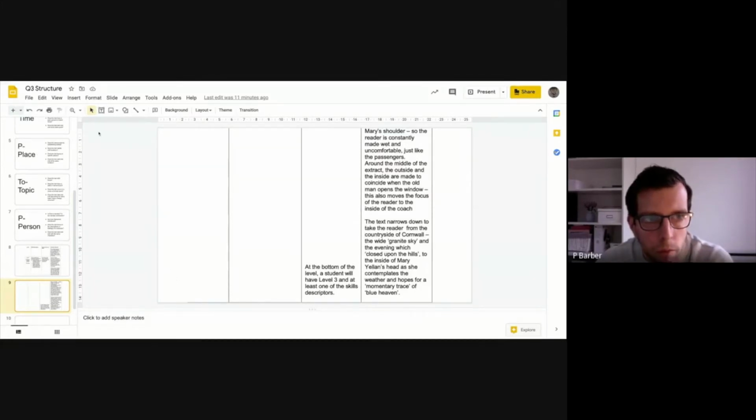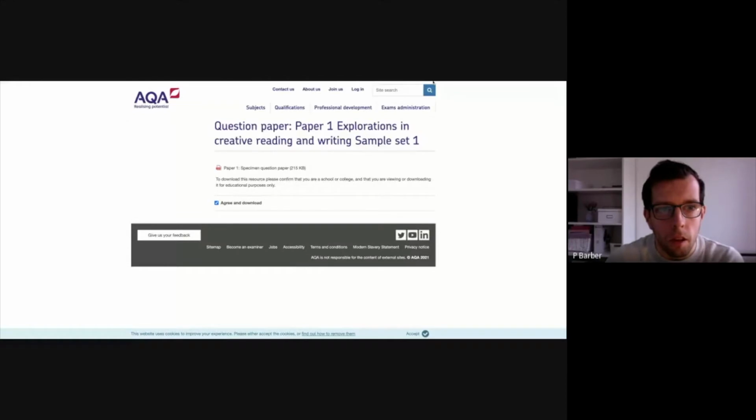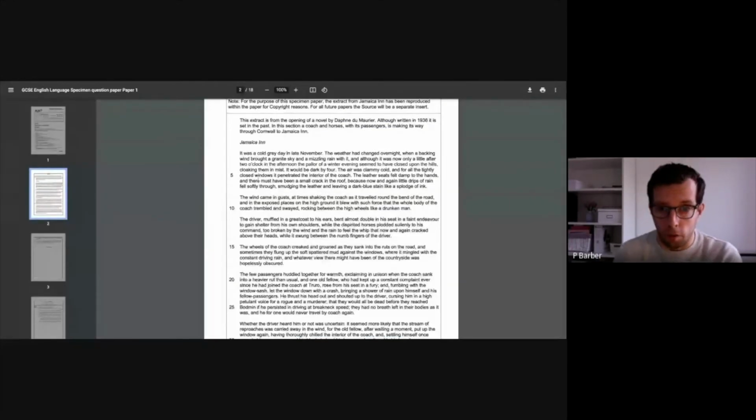Okay, so I'm just going to stop presenting this for a second, and then we're going to have a look at the extract itself. Okay, so if we have a look at the extract here, the topic that I'm going to look at is the idea of characters. So I'm going to look at the people that are introduced in the extract, and how they are presented to us as readers.